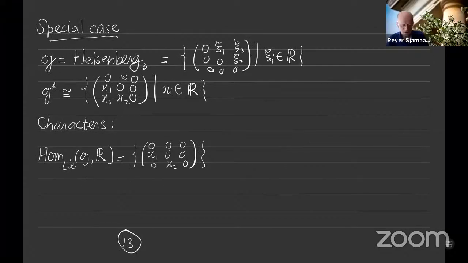Let me just write this out in a small example. This is the three-dimensional Heisenberg, which is these matrices. Let me identify the dual with the lower triangular matrices. So just the central extension of R2. And you have two characters. The space of characters is two-dimensional, the x1 and the x2 coordinates.